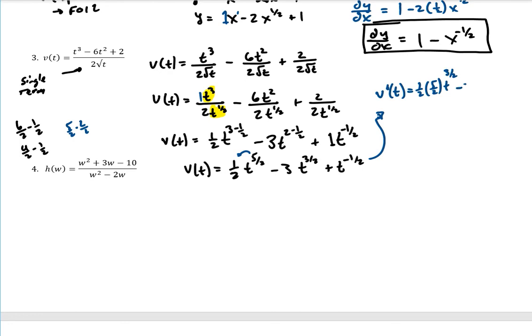And then we have minus 3, and then the t to the 3/2. Again, this 3/2 would multiply the 3, so 3/2, and then t, and then minus 1 from 3/2. Again, just some scratch work to the side. 3/2 minus 2/2 is 1/2.